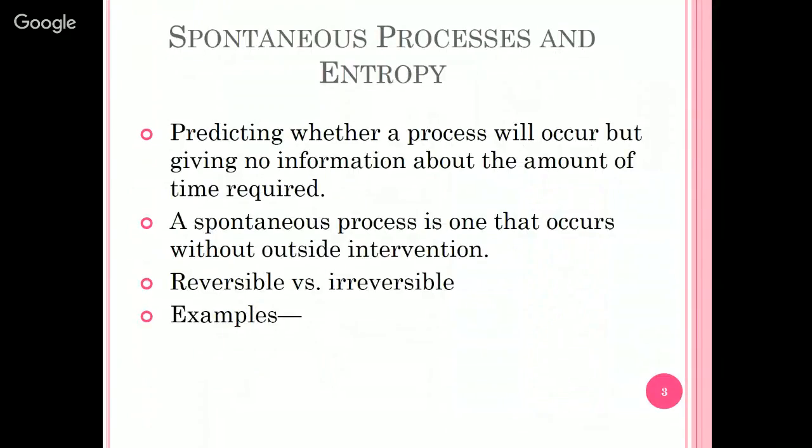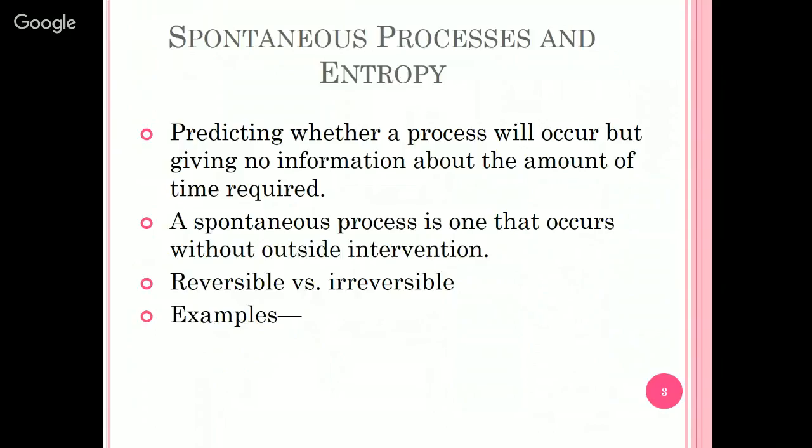So a review, because we did study a little bit of this last semester. Spontaneous processes and entropy. So you can predict whether a process will occur, but it gives no information about the amount of time required. And a spontaneous process is one that occurs without outside intervention. So it just happens on its own.